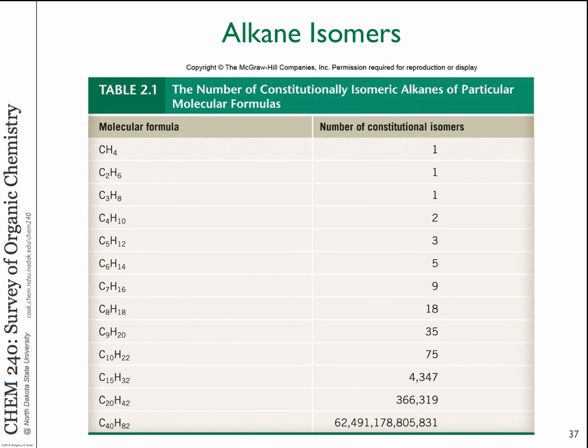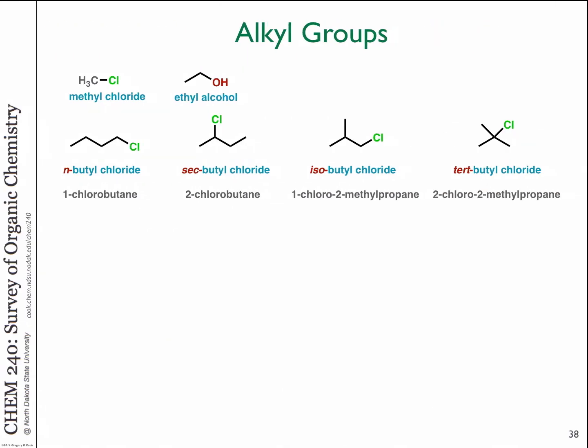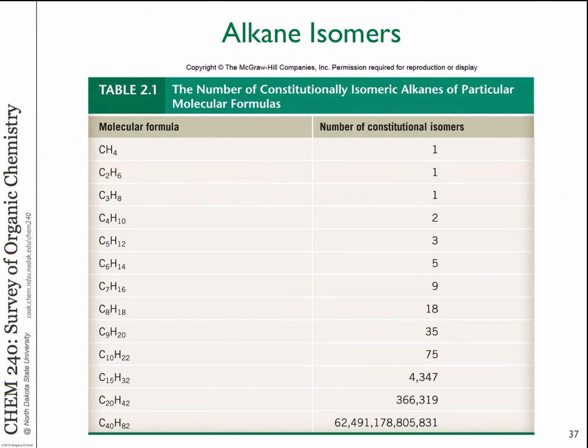We're going to stop here for today, and I'll come back to this. Think about all those possible isomers, and obviously with butane we have 2, butane and isobutane, but how do you name 62 quadrillion different isomers of the same molecular formula?